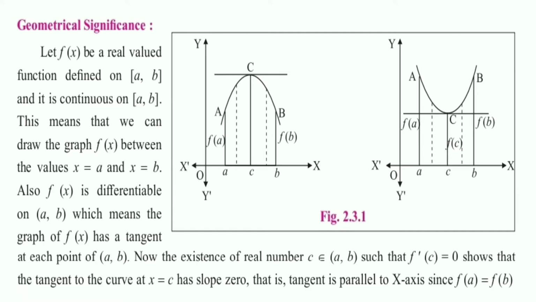Now, the existence of real number c belonging to open interval (a, b) such that f dash c equals 0 shows that the tangent to the curve at x equal to c has slope 0. That is, the tangent is parallel to the x-axis, since f of a equals f of b.